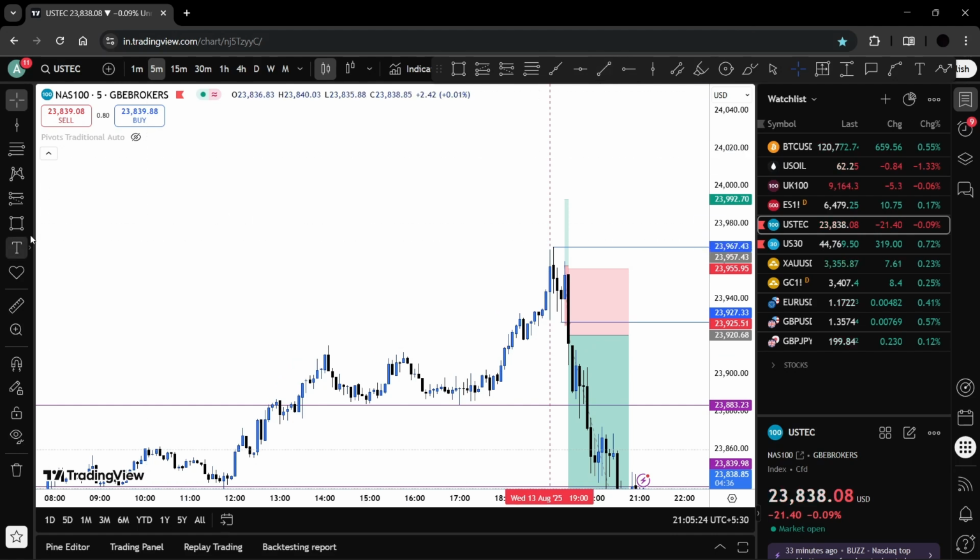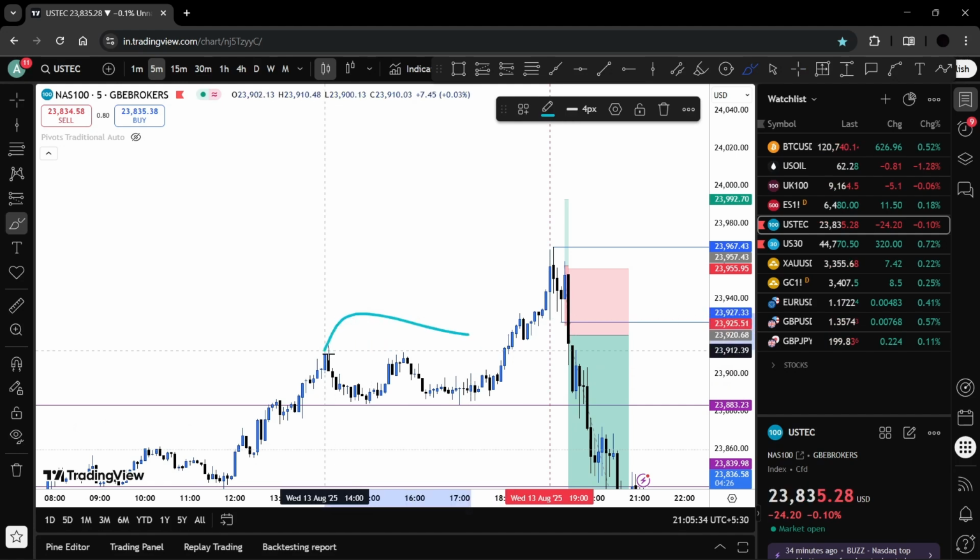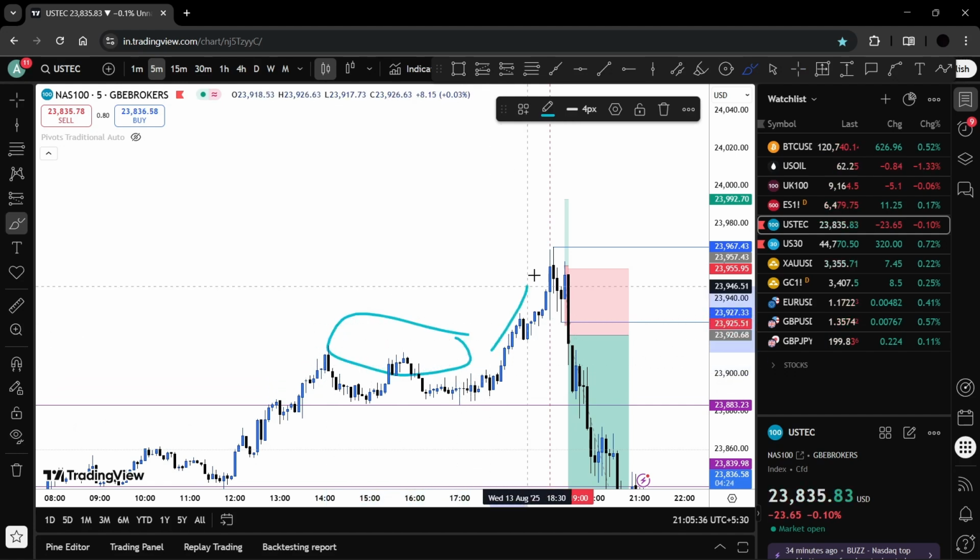from here to here. Market didn't even create a single resistance. You can call this a resistance, but not in New York session, right? It broke before New York session.